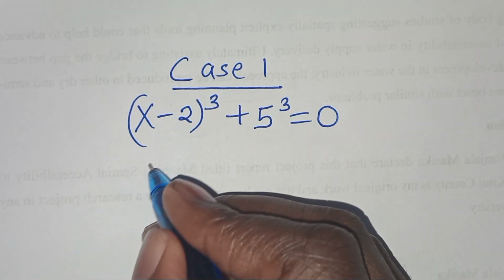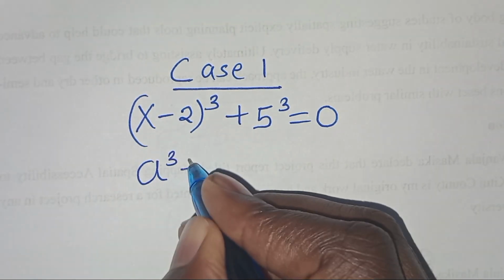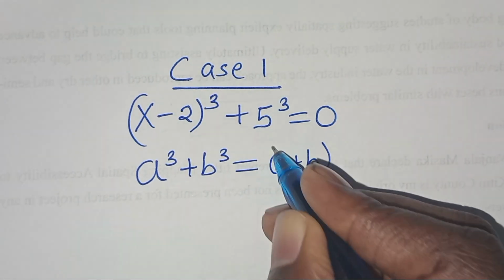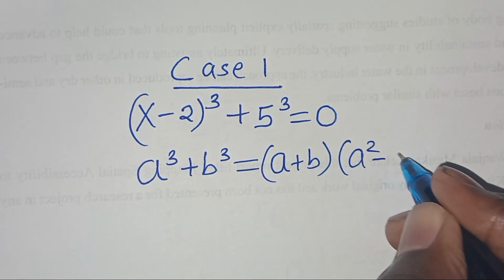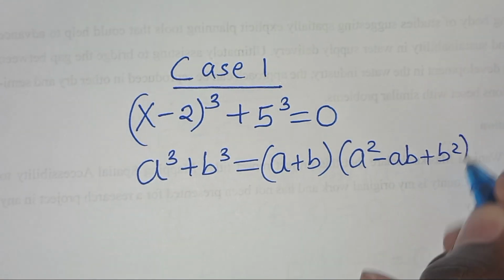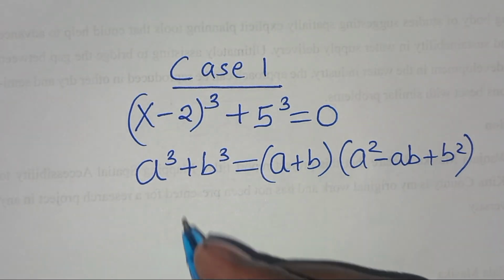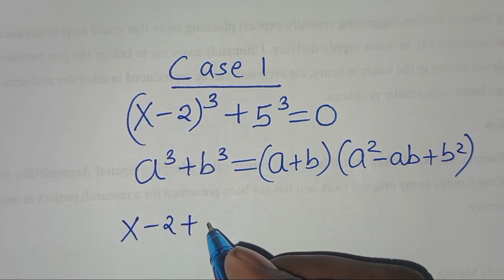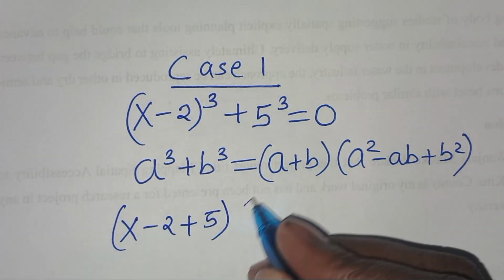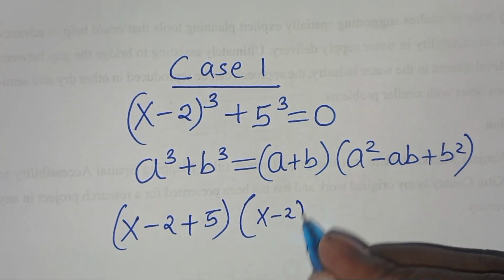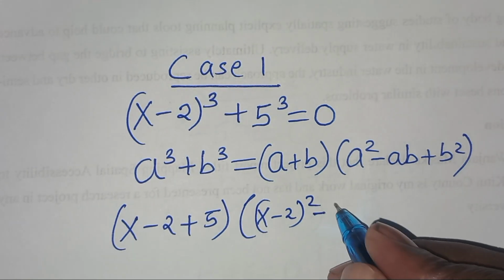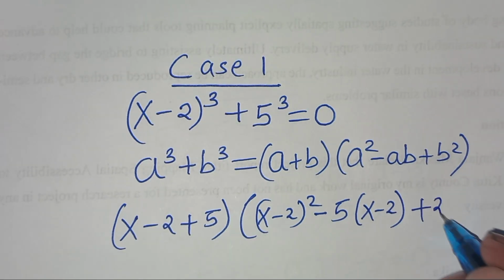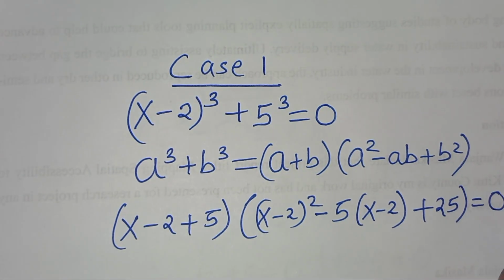And this is actually the sum of two cubes, expressed as a^3 + b^3, which we can express as (a + b)(a^2 - ab + b^2). Applying this property, then here we'll have (x - 2 + 5), then here we have (x - 2)^2, subtract 5 times (x - 2), then plus 5 squared, which is 25. This is equal to 0.